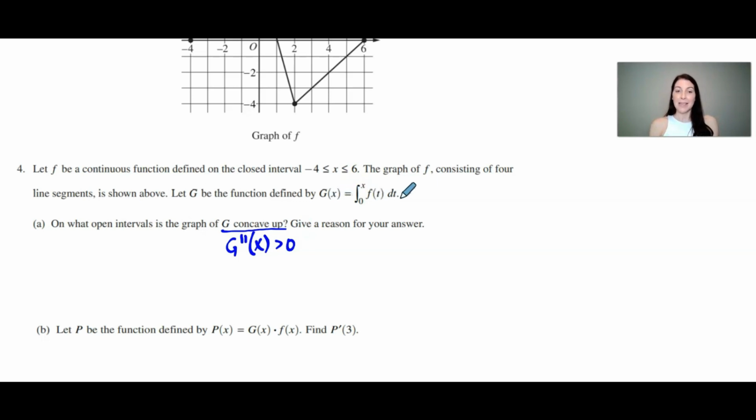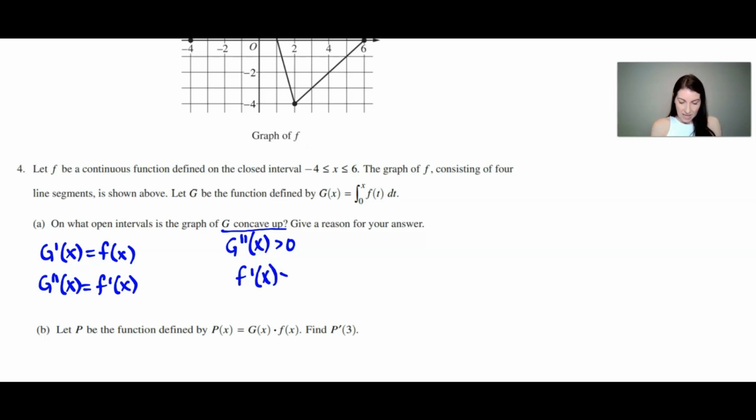g of x is defined as this integral. So let's start with the first derivative. The derivative of g of x, well, the derivative of this integral would simply be f of x. And therefore, the second derivative of g is going to be f prime of x. Therefore, I would want to look at the derivative of the original graph that we are given. So if we want to know when g is concave up, we're looking for when the second derivative is greater than 0, which is when the derivative of the graph we are given is positive. So this would also be when f prime of x is greater than 0.